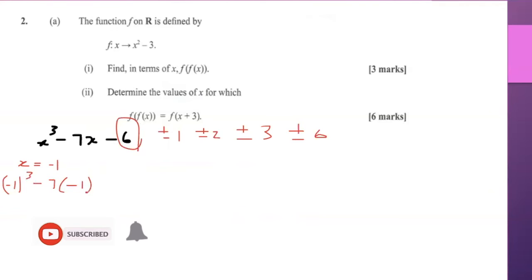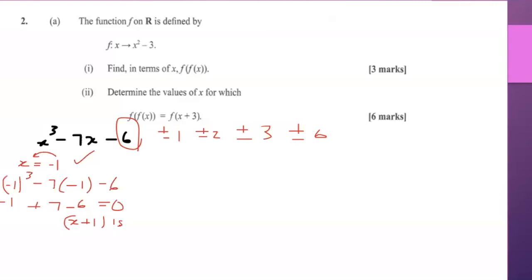So replacing x with minus 1, just showing you that it does give me 0. This is negative 1 plus 7 minus 6. Working this out, we get 0. So carry the minus 1 over the equal sign, so it becomes x plus 1. So this is telling me that x plus 1 is a factor. So that's my first factor.